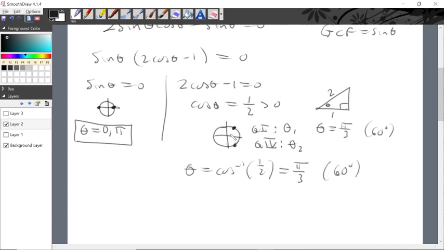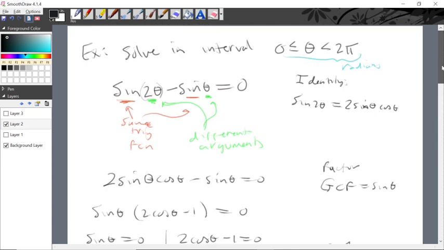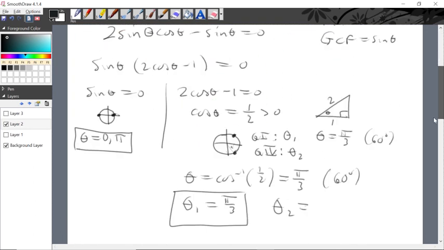We should get the quadrant 1 solution by using the inverse trig function. In either case, we have that theta 1 is equal to pi over 3. That's a potential solution between 0 and 2 pi. And then we also need the quadrant 4 solution, right? Theta 2. Well, one quadrant 4 solution we could get would be negative pi over 3. But we don't want solutions that are negative. We only want solutions that are between 0 and 2 pi. Because that's what was requested of us.